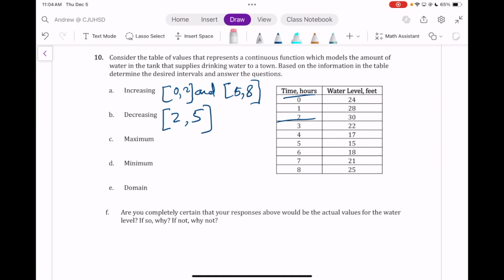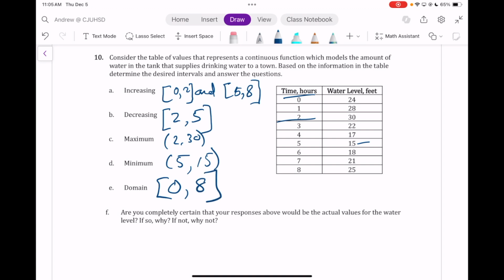The maximum looks like it's 30. So 2, 30. The minimum is, I'd say 15. So 5, 15. The domain x is allowed to be anywhere from 0 to 8.